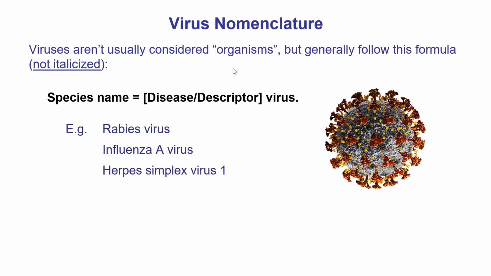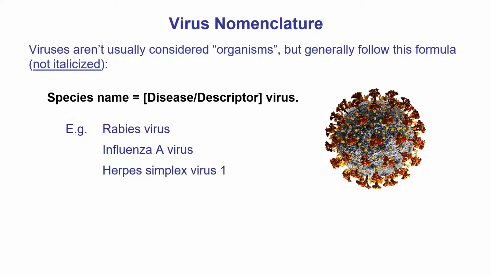So also wanted to talk a little bit about virus nomenclature. Virus nomenclature is a little more loose. Sometimes you see it in italics and sometimes you don't. I think generally it's not in italics, and I'm not really sure why that is. Usually the way that viral nomenclature works is that there's some sort of descriptor. So the descriptor could be the name of the disease, or in some cases, it's the name of a place.